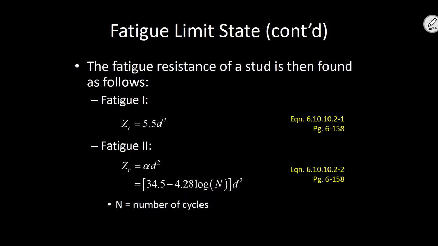All right. If we're dealing with infinite life, then the capacity of a stud in fatigue is 5.5 times d squared. If you're in finite life, it's actually tougher because you have to calculate this term alpha, and there's a logarithmic interpolation that has to be done, and it's a little more involved. I'd say just go with the fatigue 1 if it was me.